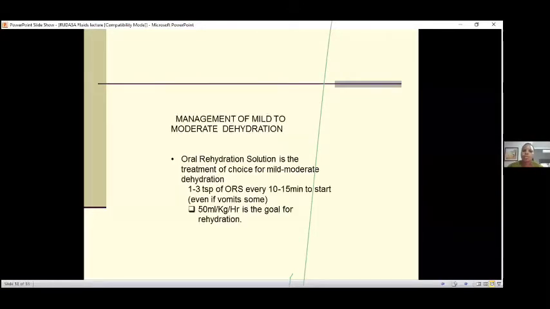So when you're managing the child with mild to moderate dehydration, it's when we emphasize oral rehydration solution. It's the treatment of choice, and it usually works very well. You give 1 to 3 teaspoons of oral rehydration solution every 10 to 15 minutes, and you can ask the mom to be patient, because the kids will tend to vomit some or sometimes most of the oral rehydration solution. We're aiming at rehydration at 50 mL per kg per hour if we're using the oral rehydration solution.